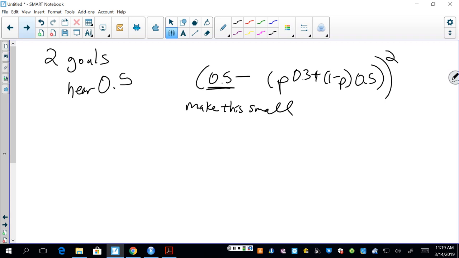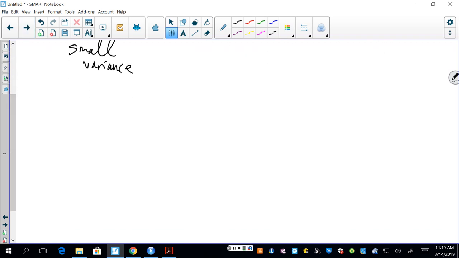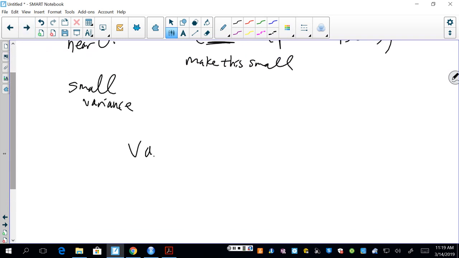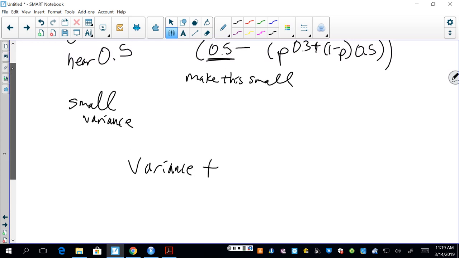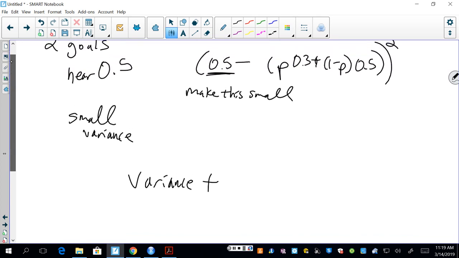The smallest, of course, is putting everything at 0.05, making p equal to 0, but we know that doesn't work so well for variance. So we also want small variance as the other goal. Let's combine those and say we're going to take the variance from the other page plus this thing. I'm just going to put a box here and draw an arrow to that thing. So we take the variance plus that thing.